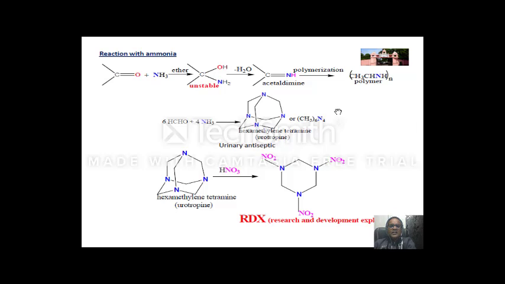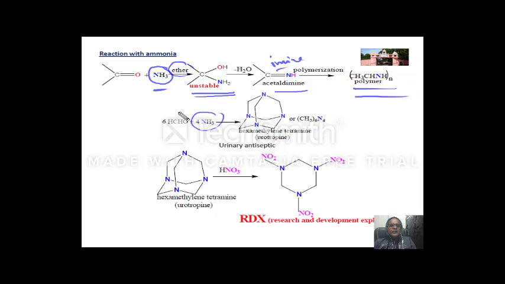Next we see the reaction of ammonia with aldehydes and ketonic groups, where we are adding ammonia in ether, and this is a carbinolamine, OH and NH2. So with the release of water, we have an imine bond formation. We call it acetaldimine, and it polymerizes to this particular polymer.